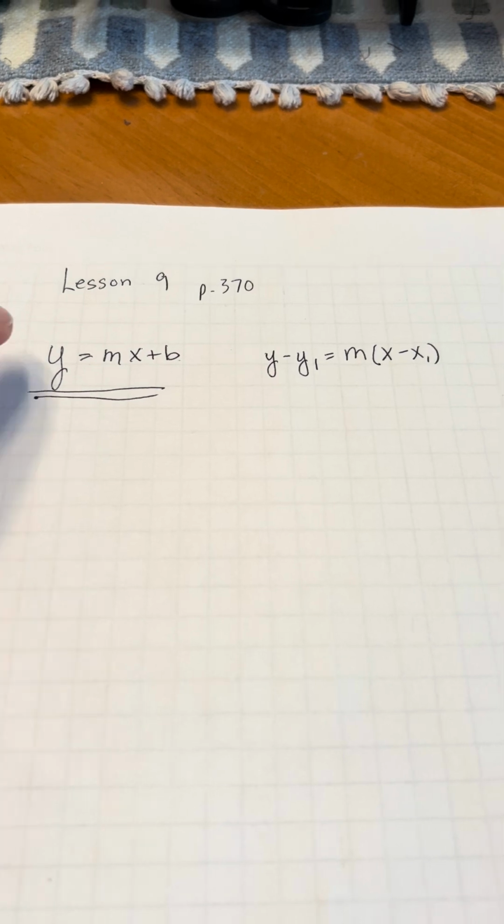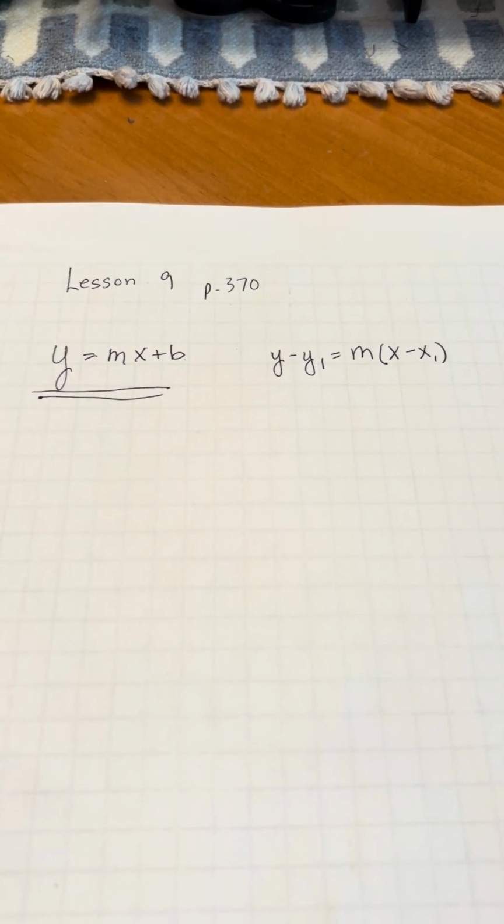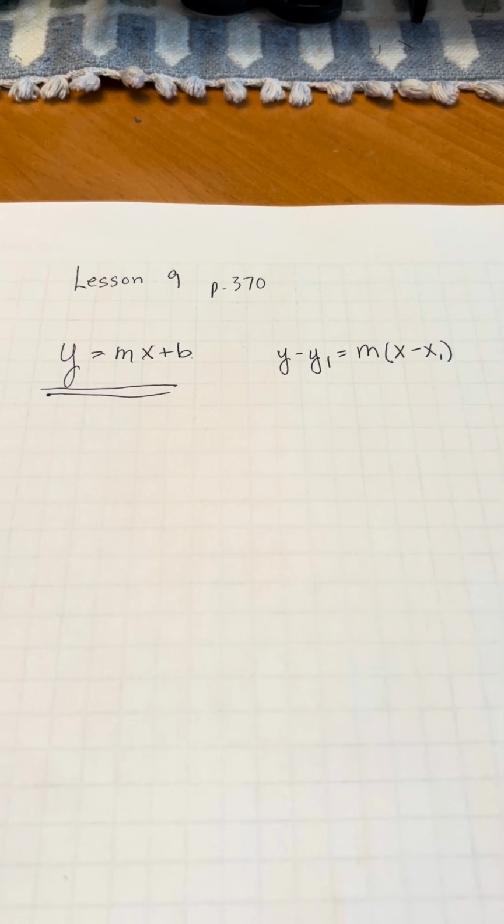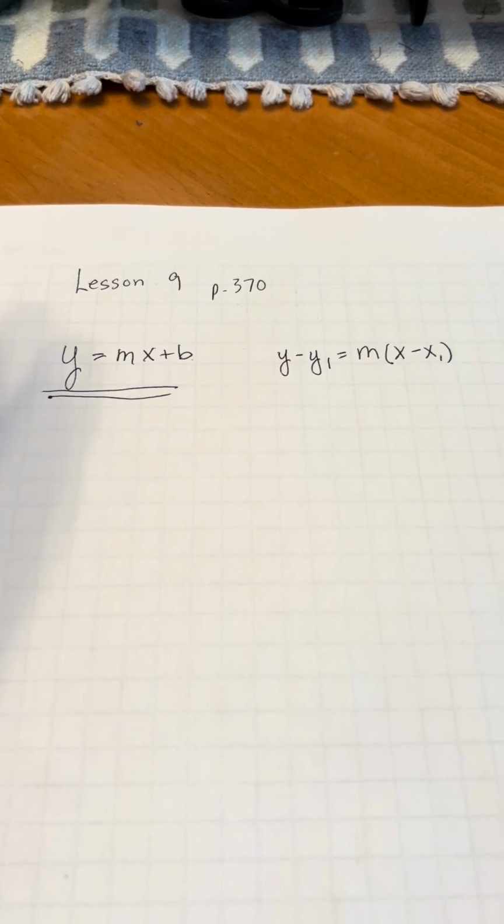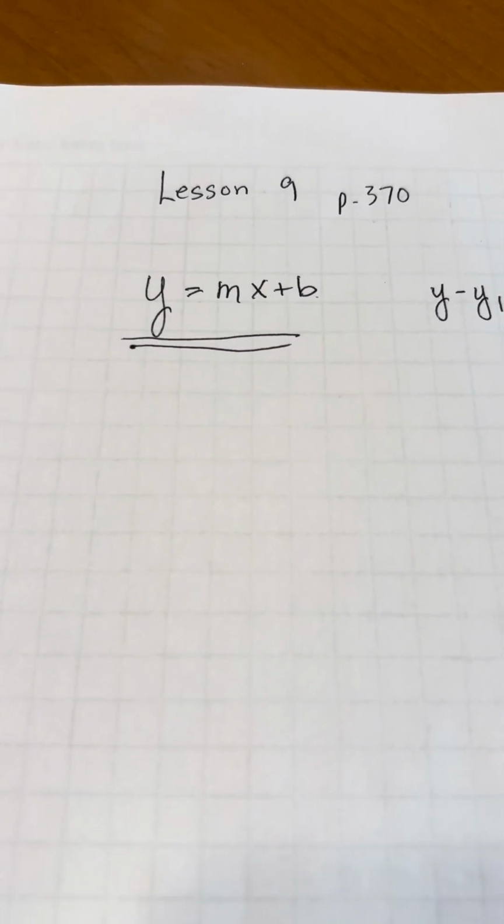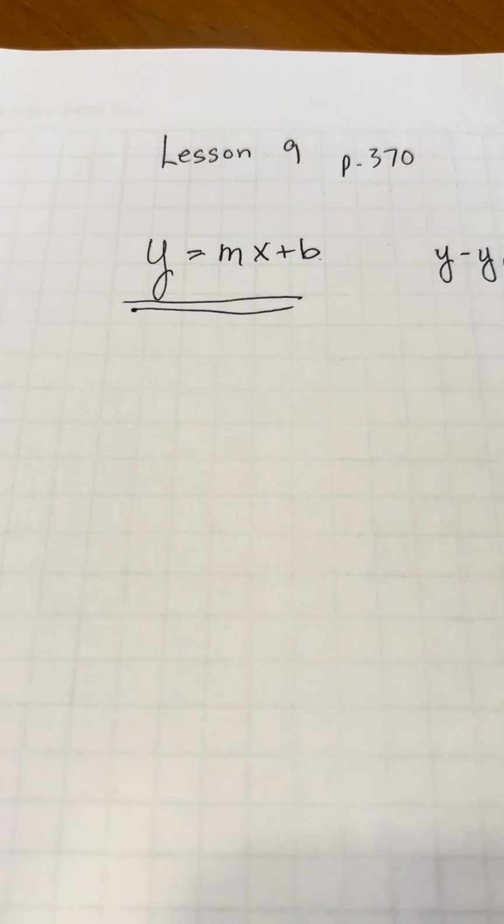Now, to be honest with you, this is the one that you see most often. If you're asked to find an equation of a line and it's multiple choice, they will most likely be in this form. So I wanted to give you a couple more examples on how you might be able to use this.